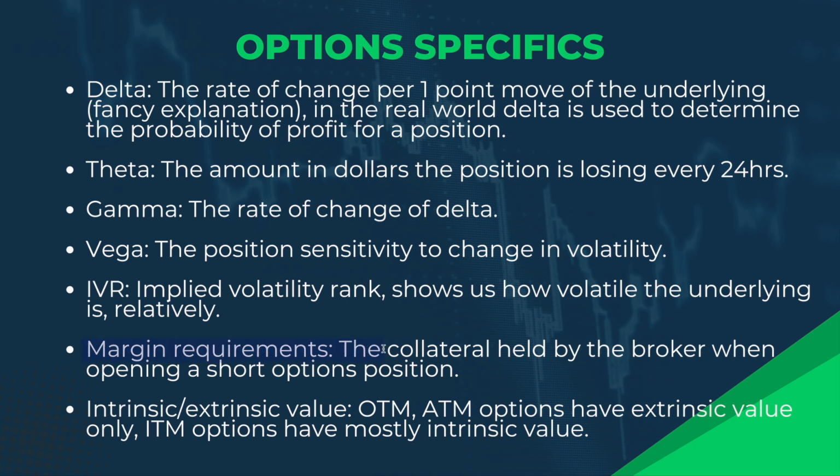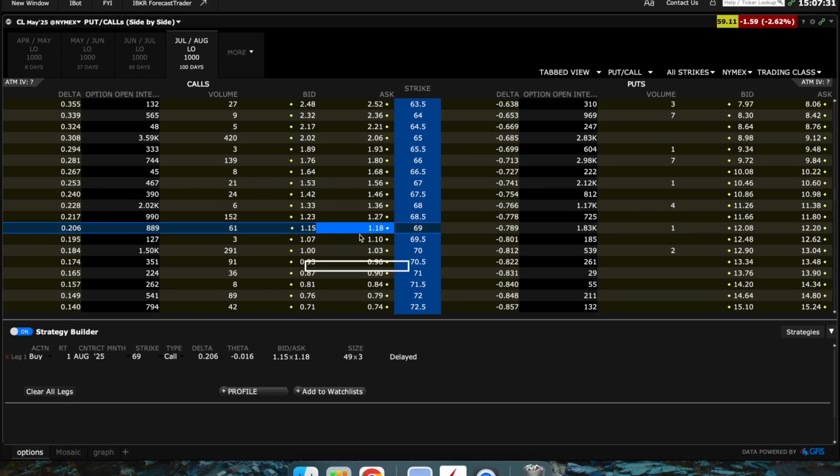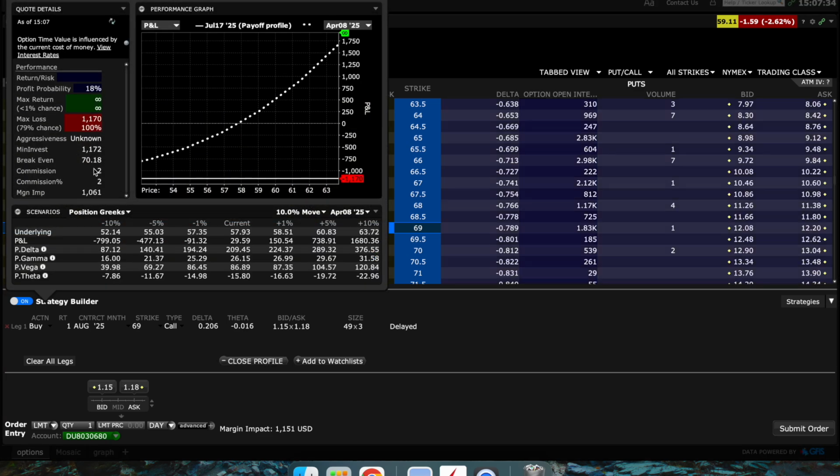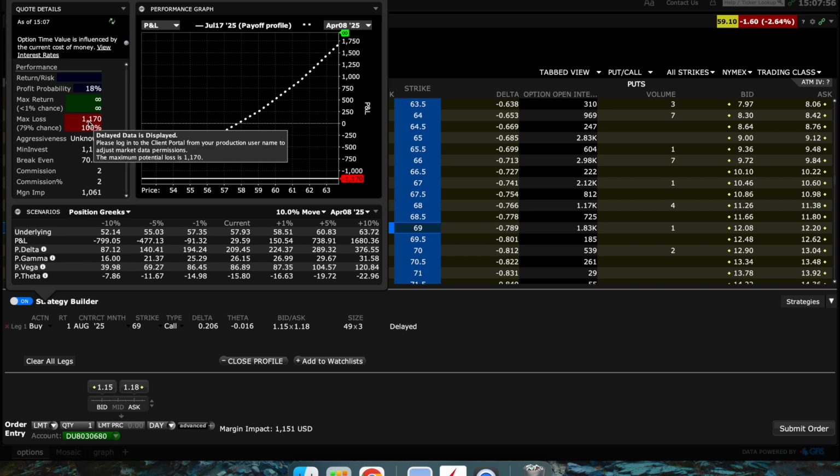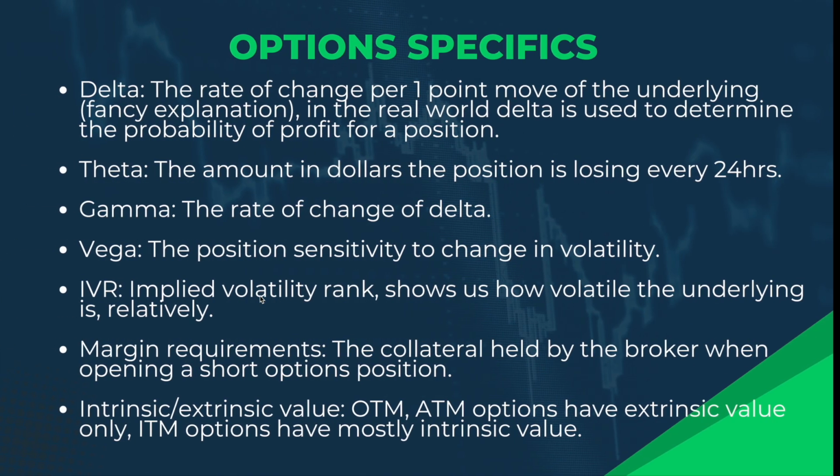So let's go next to the margin requirements, which we already looked at and talked about. It's just the collateral held by the broker when you open a short position. You can also have some margin requirements when you buy options. It will be very, very small. It will be pretty much almost the same amount that you pay, because this is basically how much you are going to pay for the position. This will be the capital held as collateral, because you need to have this amount in your account to be able to purchase the option for 1,170. So nothing too interesting over there.